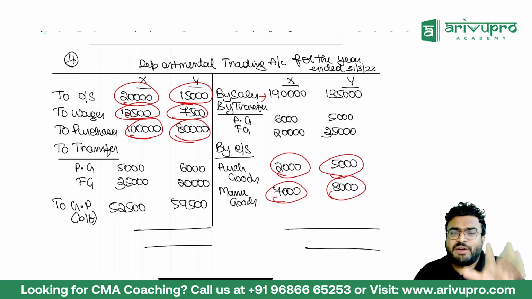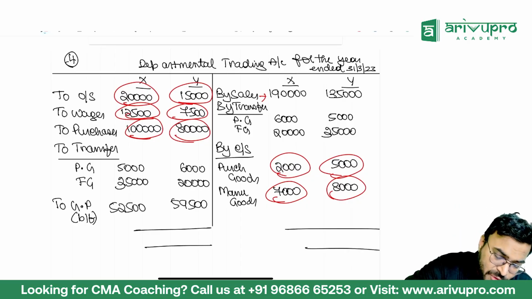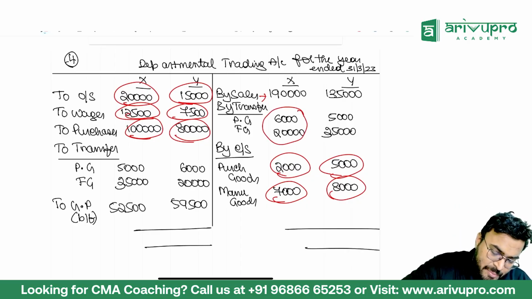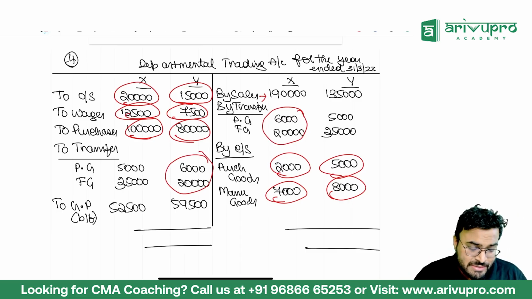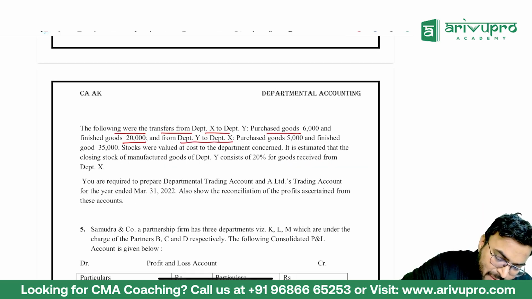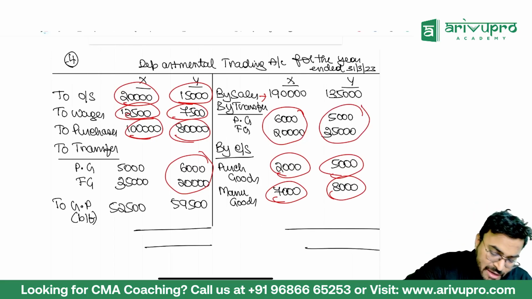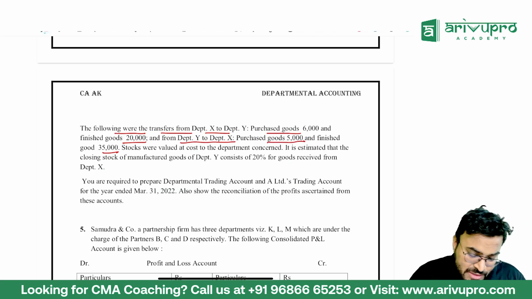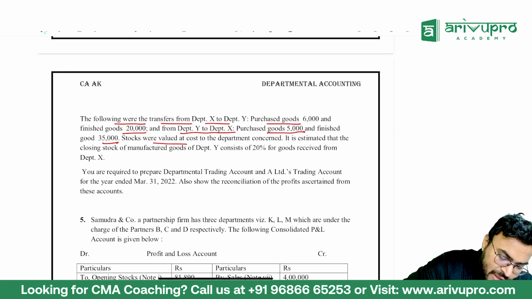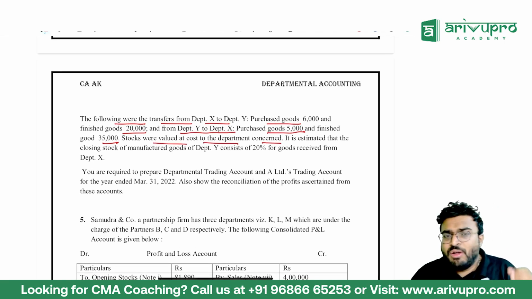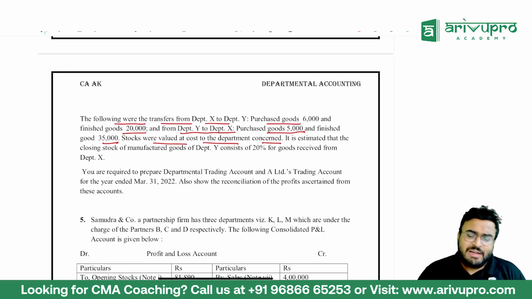Department X is transferring to department Y. For department X we have to take it as sales, and for department Y we have to take it as purchases. Then department Y to department X, purchased goods 5,000, finished goods 35,000. So department Y we have to take it as sales, and department X we have to take it as purchases. Stocks were valued at cost to the department concerned. Whoever is receiving the stock will take it at his cost only.